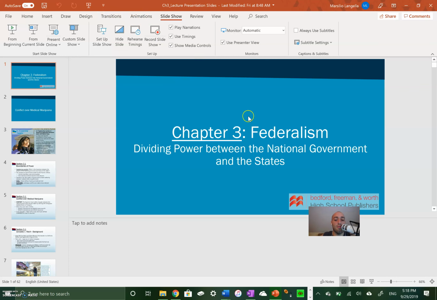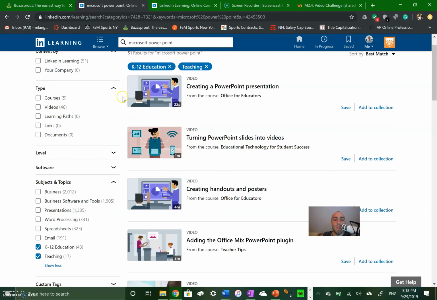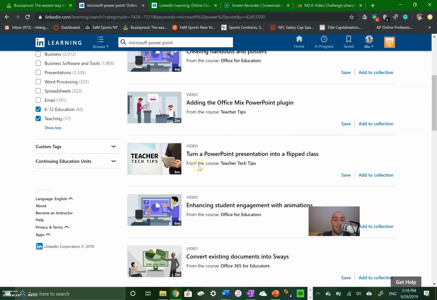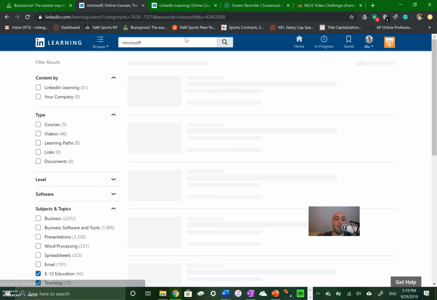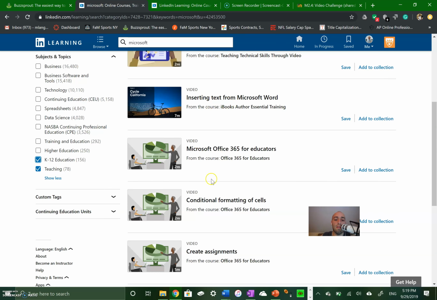I think it's really important to have these types of gadgets to help not just with social studies, but in any sort of course. Other than that, there are just a lot of different things. If I was looking up not just PowerPoint but Microsoft in general, they have all different types of things you can use.